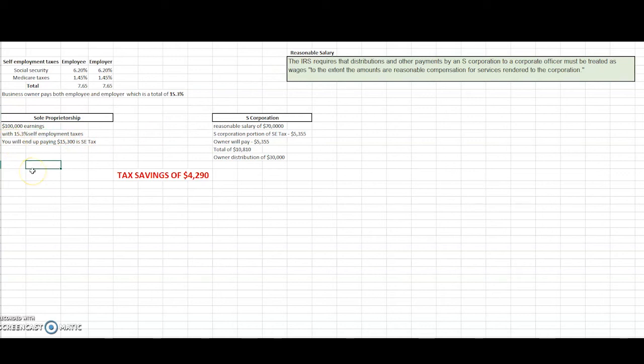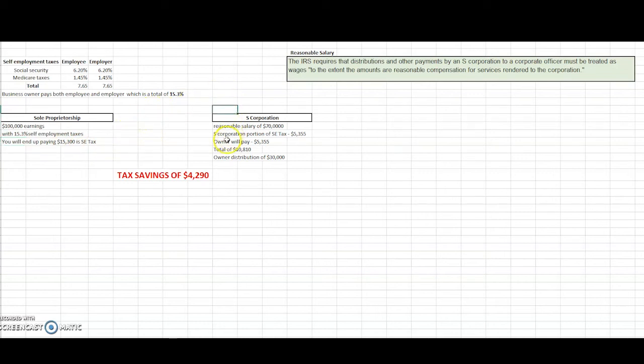Let's say you're taxed as a sole proprietorship and your earnings, your net income, is $100,000. Again, you pay both the employee and employer portion of self-employment taxes. So on this $100,000 in earnings, you'll end up paying 15.3%. Some quick math there, you'll end up paying $15,300 in self-employment taxes.